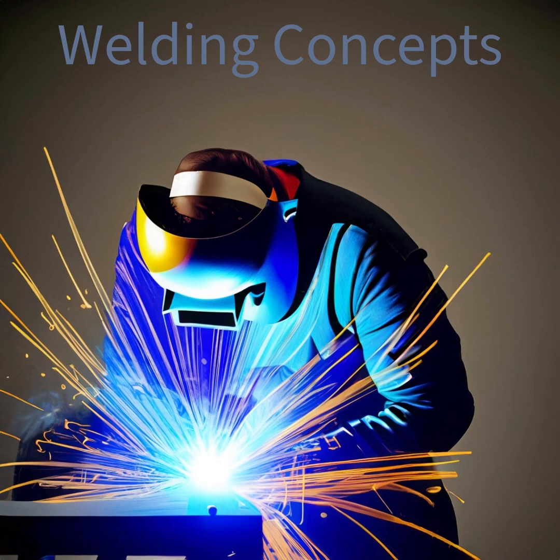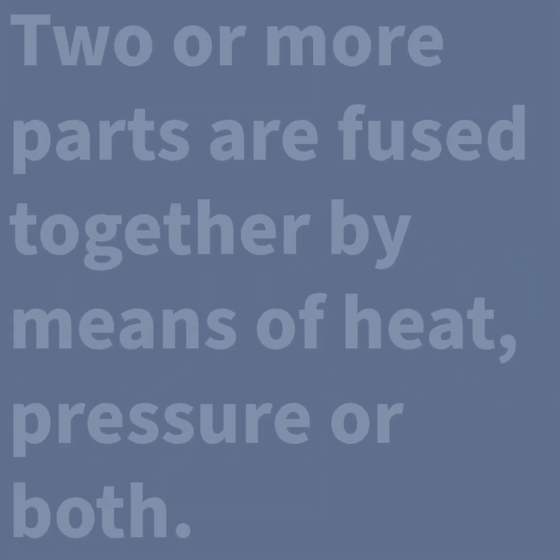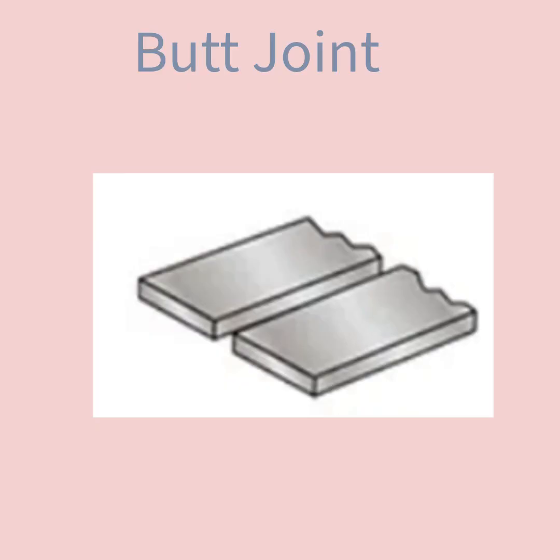So what is welding? Welding is a fabrication process whereby two or more parts are fused together by means of heat, pressure or both, forming a joint as the parts cool. Welding is usually used on metals and thermoplastics. Now let us see what the different joint types are.